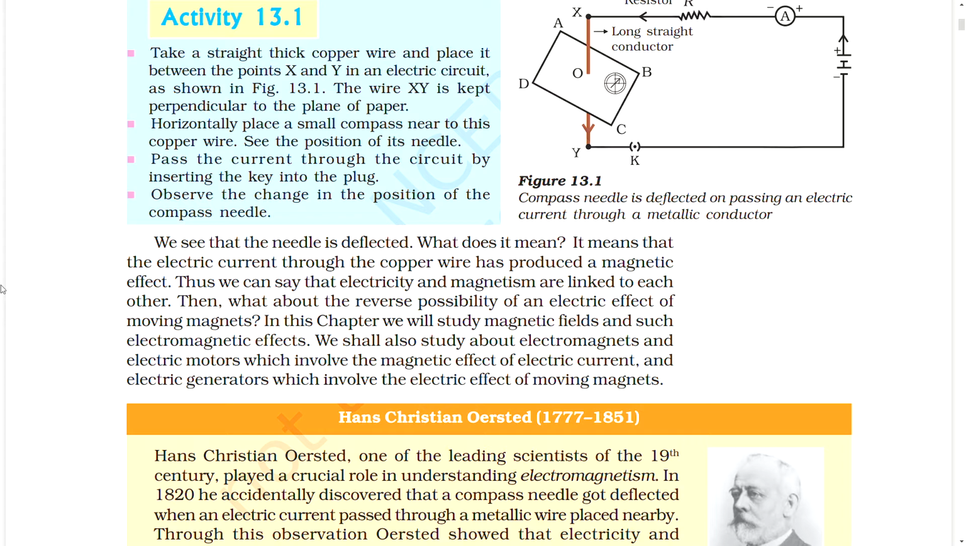What does it mean? It means that the electric current through the copper wire has produced a magnetic effect. Thus we can say that electricity and magnetism are linked to each other. Then what about the reverse possibility of an electric effect of moving magnets? In this chapter we will study magnetic fields and such electromagnetic effects. We shall also study about electromagnets and electric motors, which involve the magnetic effect of electric current, and electric generators, which involve the electric effect of moving magnets.